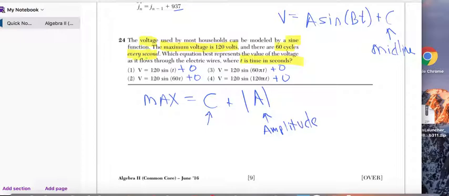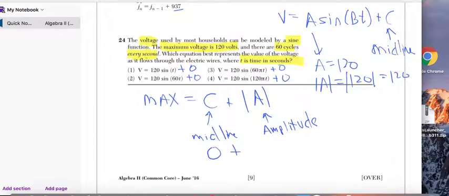C is the midline. All the midlines are 0. All the amplitudes are 120, because all the a values are 120, a equals 120 for all of them. And if you take the absolute value of 120, it's just 120. So the midlines are all 0. So if I do 0 plus 120 for any of these, all of them have a max of 120 volts, right? So that is taken care of by all the equations.